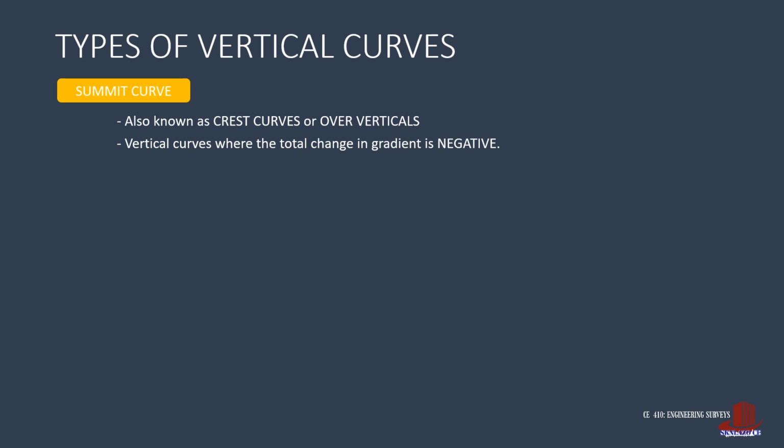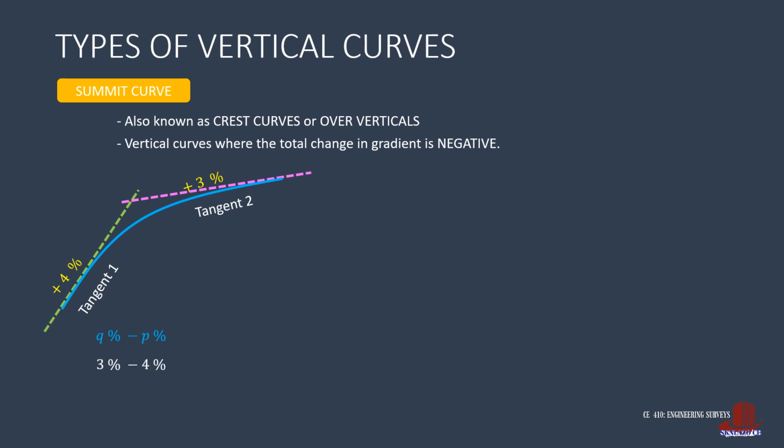What are the gradient combinations to have summit curves? One is if both gradients are positive, but the first tangent is greater than the second. Example, tangent 1 is 4% and tangent 2 is 3%. Again, they are both rising up or positive. To prove the mathematical definition, we take the change of gradient, which is Q minus P. That is 3 less 4, which is then negative 1%.